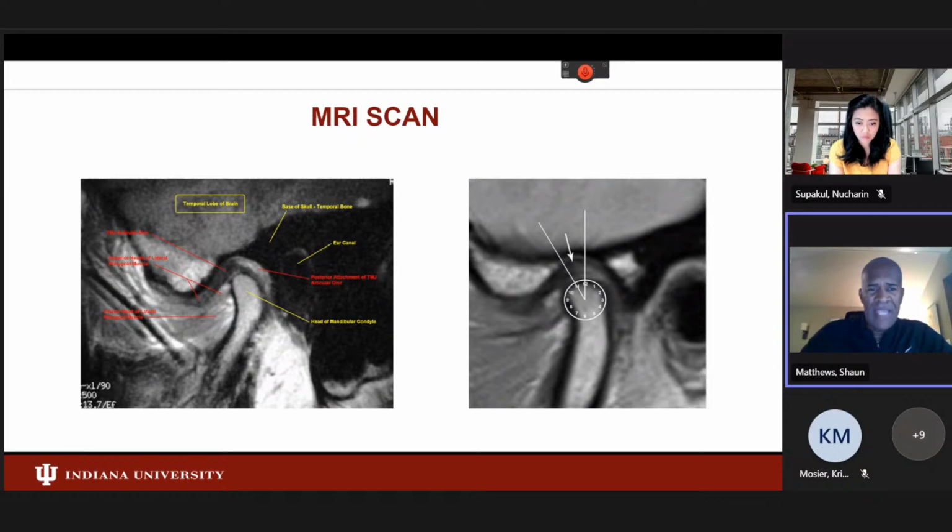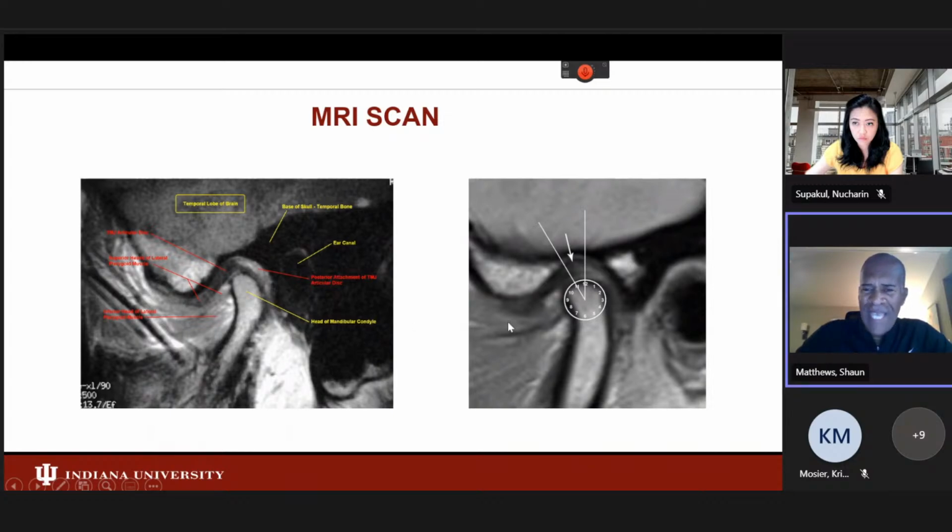And finally, the MRI scan, the gold standard imaging of the temporomandibular joint. On the left, we have the various features that one looks for. Simplistically, the condylar head. Here we have the superior and the inferior head of the lateral pterygoid muscle, the kind of wispy appearance of the articular disc shown here by my arrow.